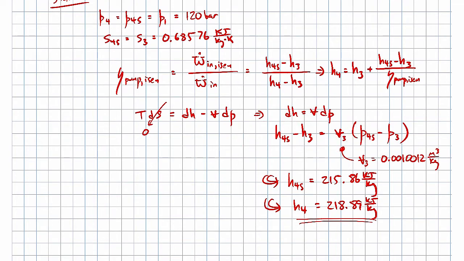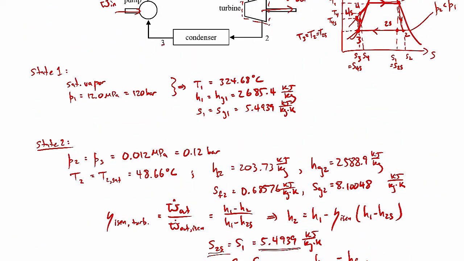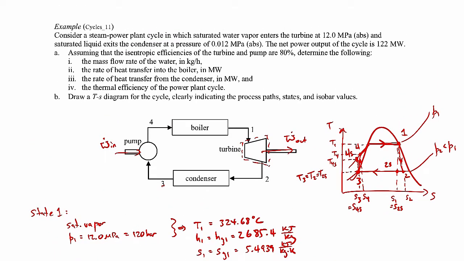There's, like I said, a different way we can do it using the compressed liquid approximations. I'll save that for a different example. They're approximations, so they're not going to give you exactly the same answers, but they'll be very close to one another. Okay, we now have all of our values for the specific enthalpies. Let me go back up to the problem statement. We're asked to find the flow rate of the water in kilograms per hour.